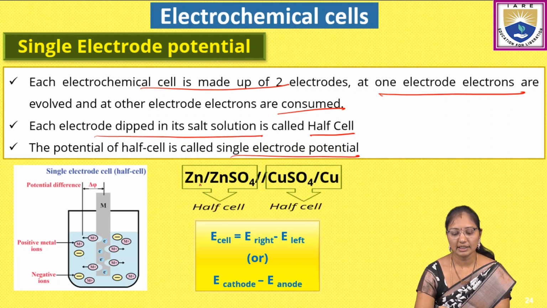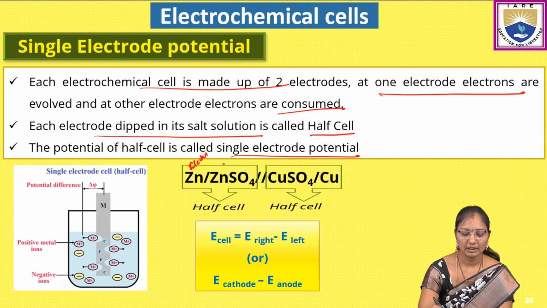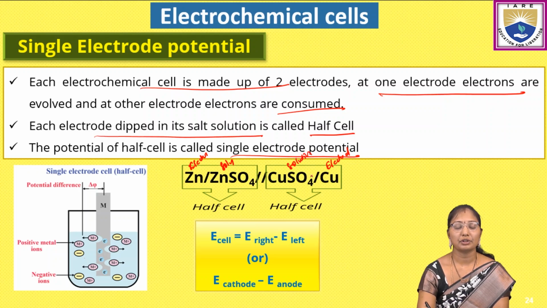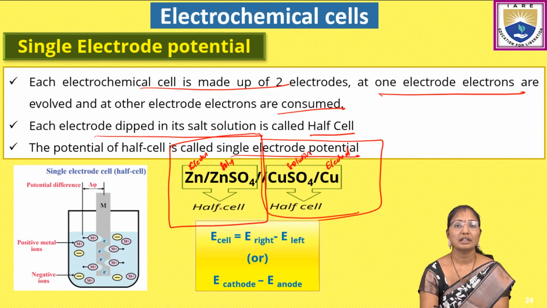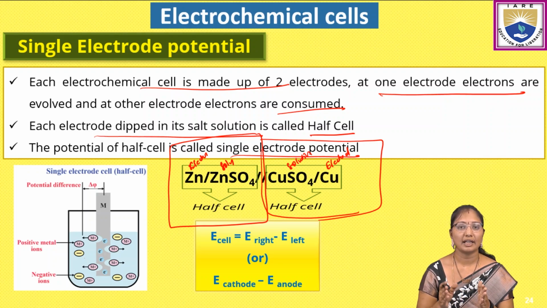Here zinc is dipped in zinc sulfate solution. The potential difference between this electrode and the solution, where zinc is the electrode and zinc sulfate is the solution, and here copper is the electrode and copper sulfate is the solution, is the electrode potential. If it is for the half cell, zinc in zinc sulfate solution, then it is called the single electrode potential of this half cell. The half cell means the zinc and zinc sulfate.